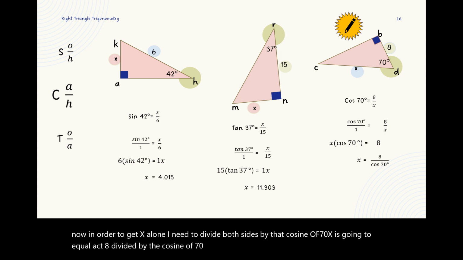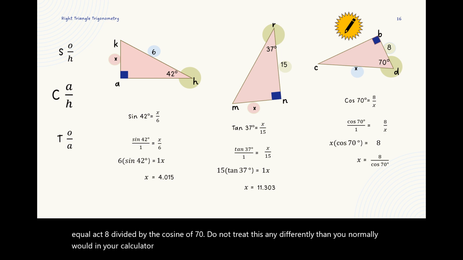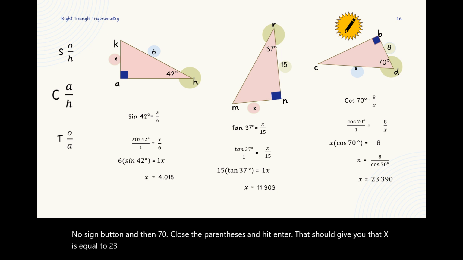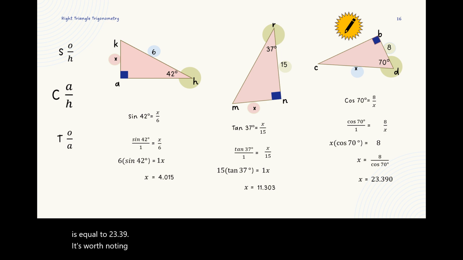Do not treat this any differently than you normally would in your calculator. You would just do 8 divided by, hit that cosine button, and then 70. Close the parentheses and hit enter. That should give you that x is equal to 23.390.